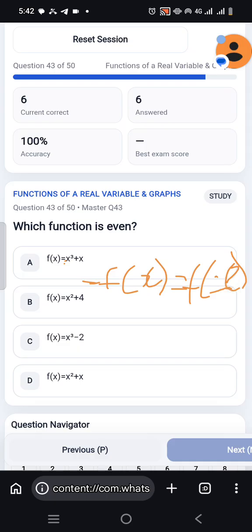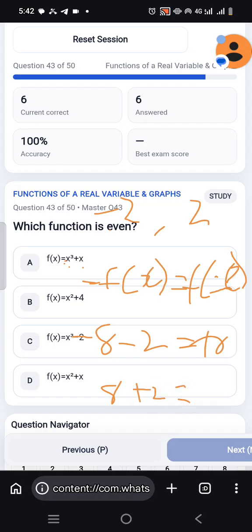So the best thing you can do, to avoid interpreting too much, is to just input a value. Let me first use s equals minus 2. Minus 2 cubed gives me minus 8, and s is minus 2, so that gives me minus 10. Then use s equals 2. 2 cubed is 8 plus 2 gives me 10. This one gives me minus 10, and this one gives me 10.